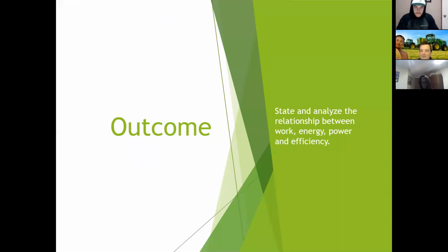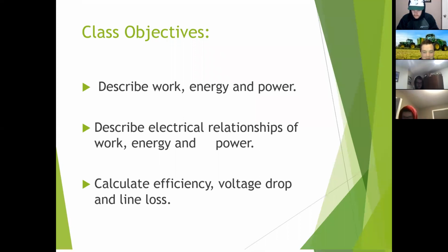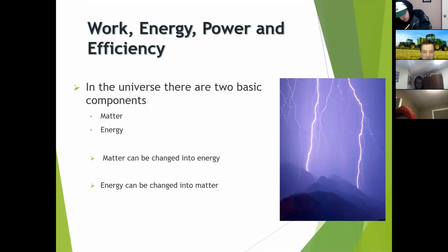We want to state and analyze the relationship between work, power, and efficiency. That's going to be the big takeaways here. You'll need to describe work, energy, and power. You'll also need to describe the relationships between them, and how we can use one formula to get into another formula to get the final answer. And that's probably the tricky part here. Then we get to calculate efficiency and volt drop and line loss. So going through those calculations should be straightforward, I hope.